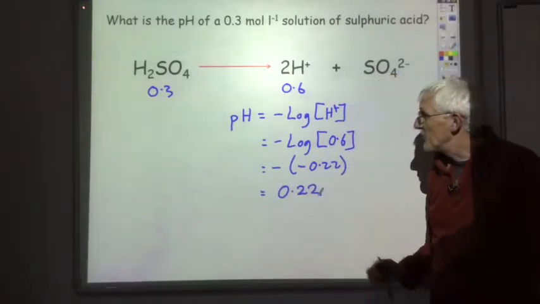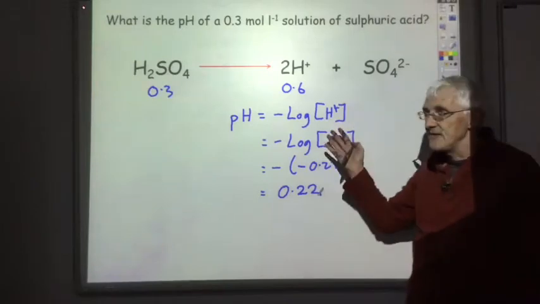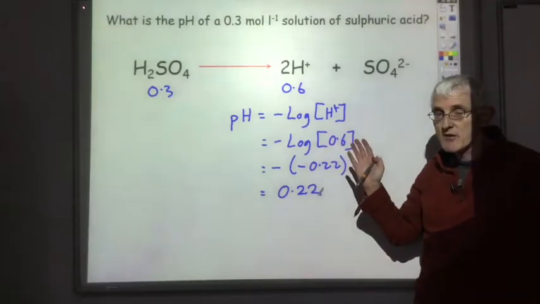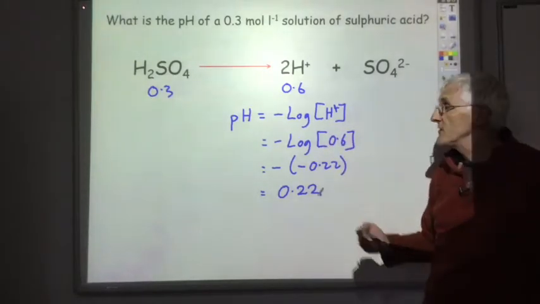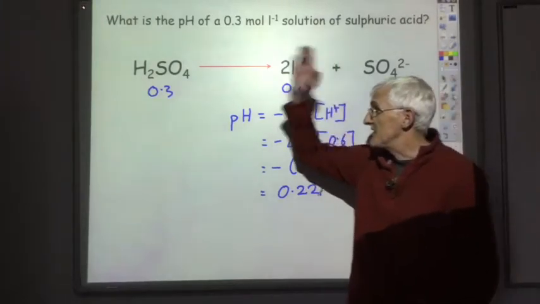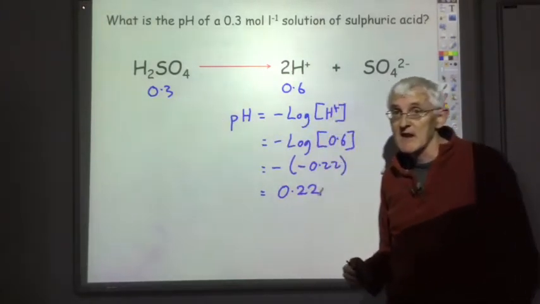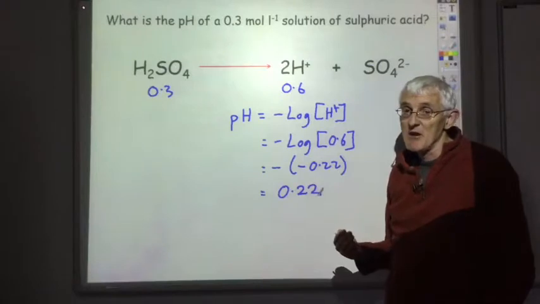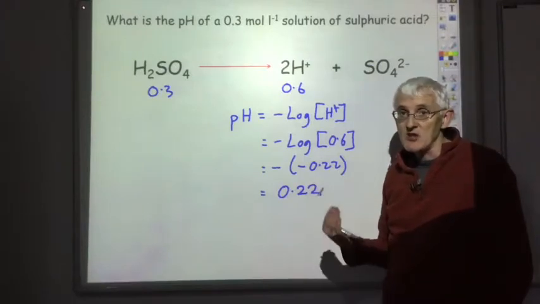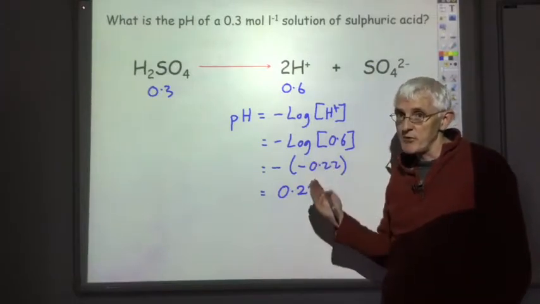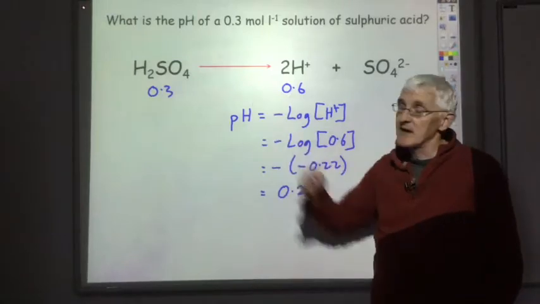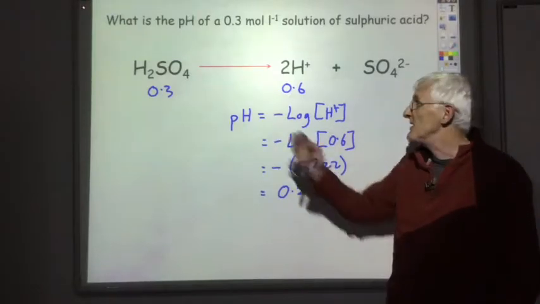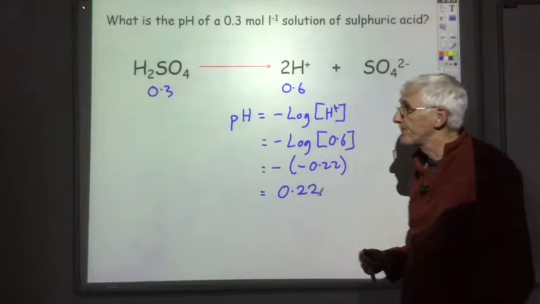Okay, so the lesson from this question is don't always assume that the concentration of the hydrogen ions is going to be the same as the concentration of the acid. It all depends if it's monoprotic like HCl, which means it produces 1 proton, or diprotic, like sulphuric acid, which means it produces 2 protons.